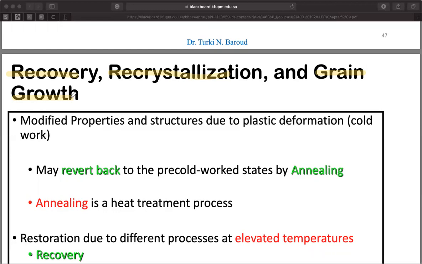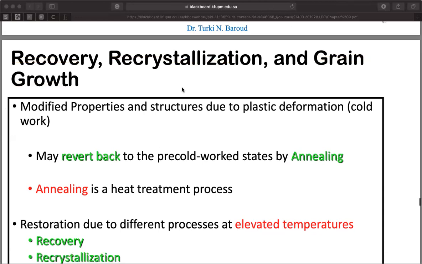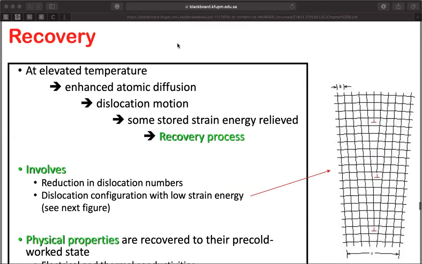And in the remaining minutes, we will learn more about the recovery stage, what's happening during the recovery stage, the recrystallization stage, the grain growth, and then how this will affect the mechanical properties, more specifically the tensile strength and the ductility of the material. Okay, so if you go with the first phase, called the recovery.